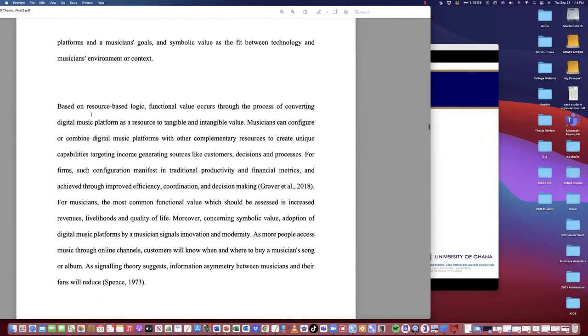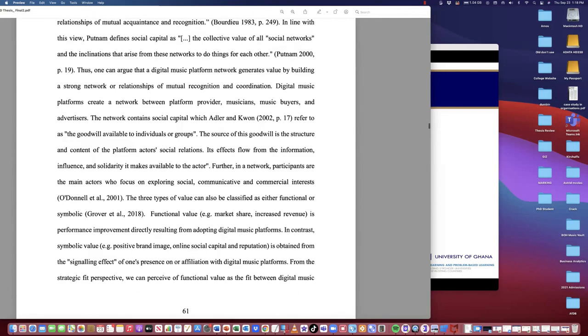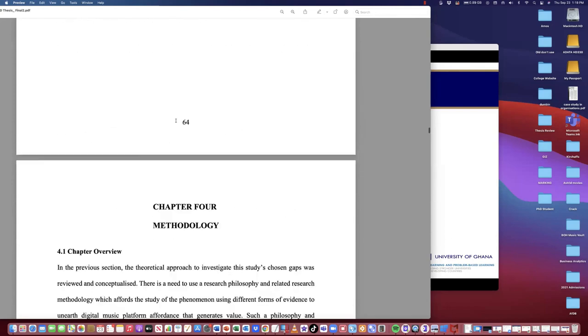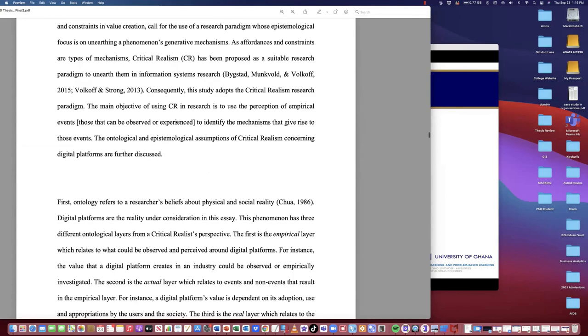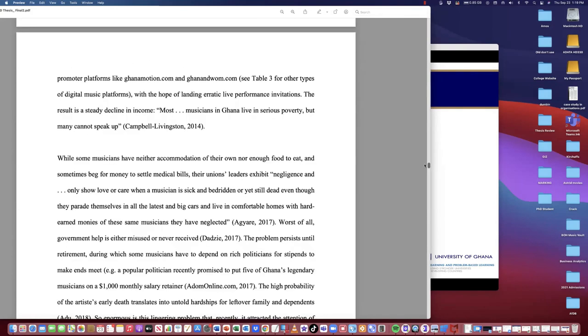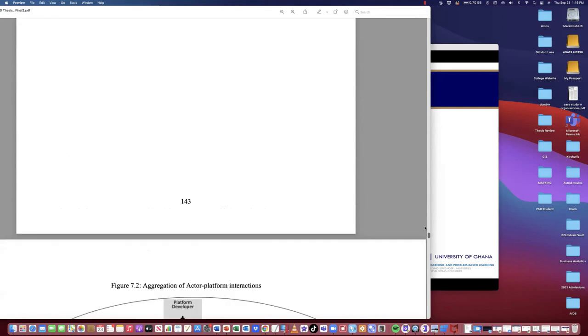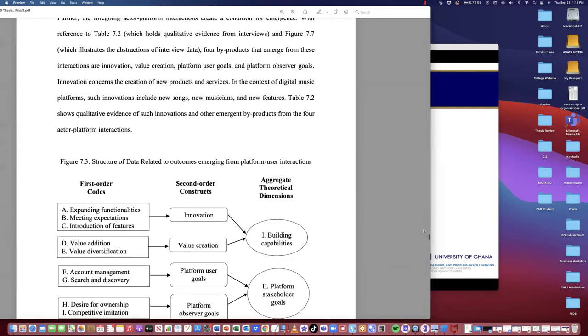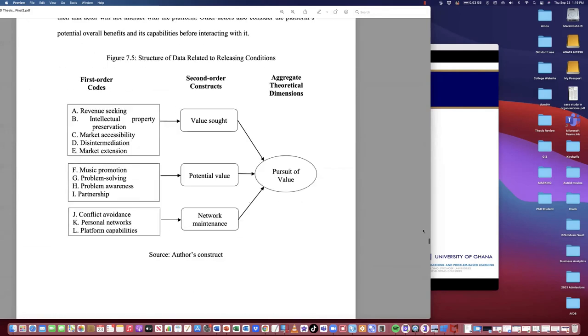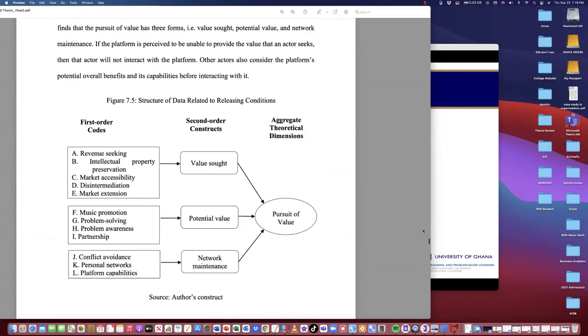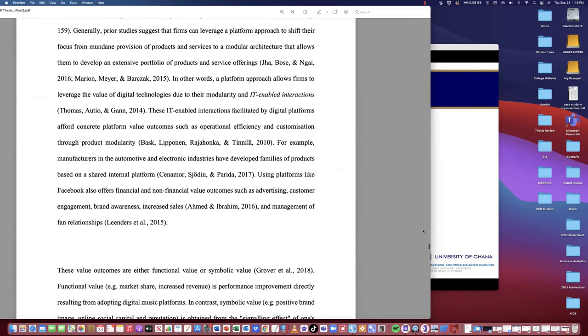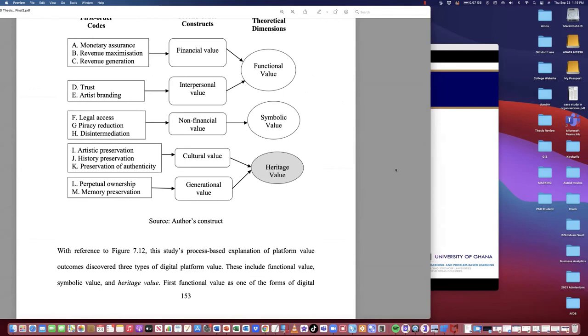But the other one, the functional, based on resource-based logic, functional value occurs through the process of converting data. So he's explaining it here. So that is coming from here. Then he has another one called symbolic, which is also explained somewhere in the thesis. So the question you're asking is true. Remember what I told you, that the framework can guide you, and then the data can guide you. So if you go back to Joseph's work, the value part: the functional came from the literature, and symbolic came from the literature itself. The heritage was generated.